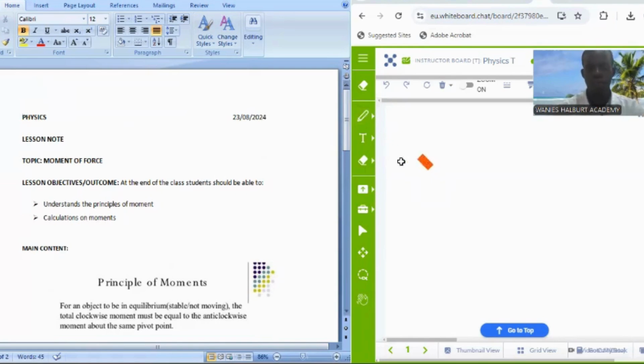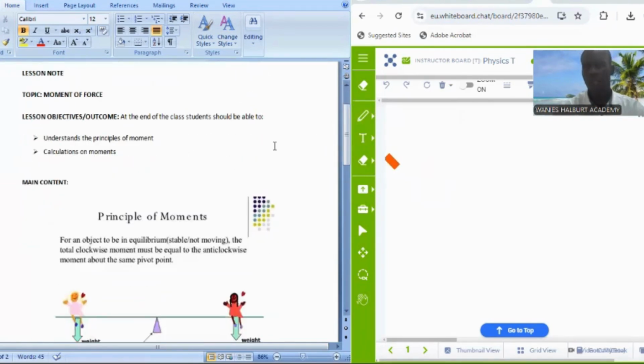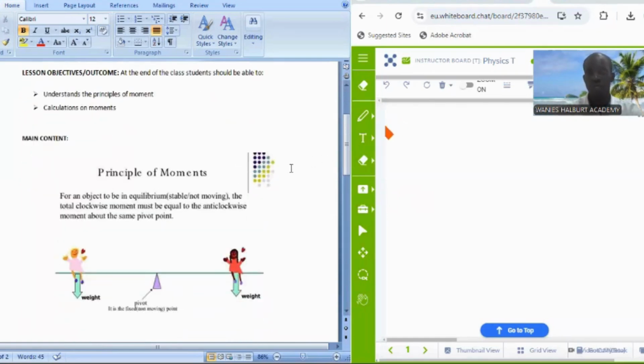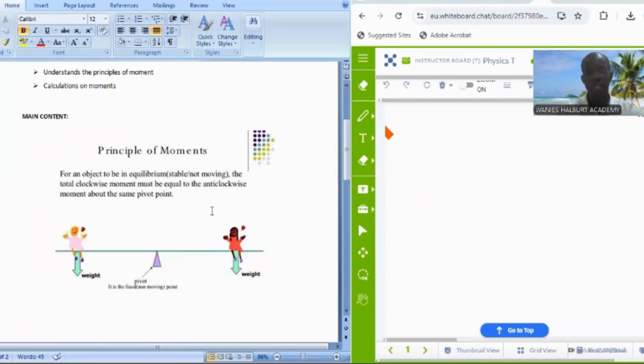And so the topic we have before us this evening is moment of force. You remember in our previous class, we had an introduction to moment. And today we'll be delving deeper into the concept of moment. At the end of this class, you should be able to understand the principle of moment. Also, you should be able to resolve calculations on moment. And so we go straight into the content of our lesson this evening.